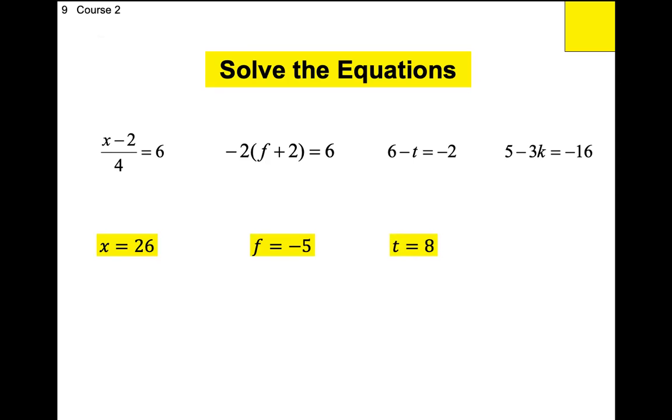Last one, we're subtracting 5 from both sides. Once again, subtracting 5, same signs. It means add, you get -21. So we get -3k equals -21. Divide both sides by -3.